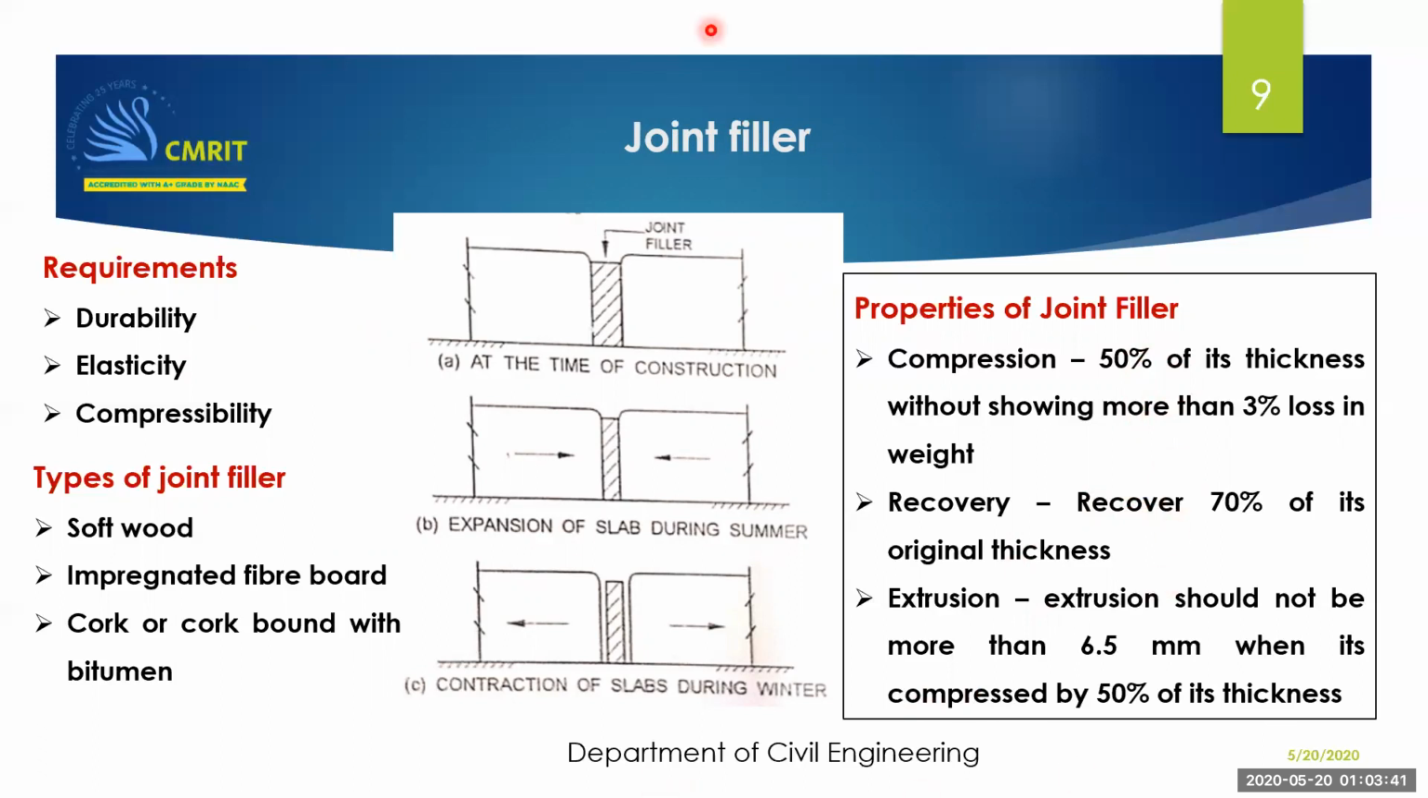And extrusion, because whenever it is getting compressed, sometimes it will project upwards. So that extrusion so produced should not be more than 6.5 mm when it is compressed by 50% of its thickness. So this is a joint filler. When it is compressed, you can see that the height of the filler will rise. Here you can see that there is a gap. This is because of the winter season, there will be contraction.